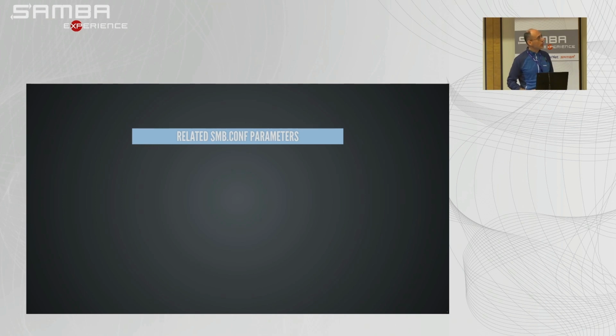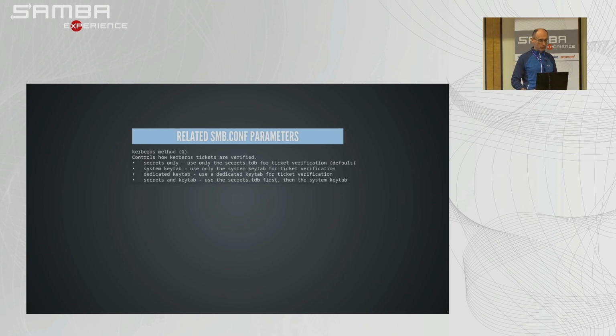I will now mention the existing smb.conf parameters which are related to this topic. The first of them is kerberos method, and it says how the Samba file server should be verifying the tickets. The default method is the first one, secrets only. It means that Samba is not using the keytab, but it looks to the secrets.tdb. Then we have a combination. Then we have system keytab. That's the other option. In this case, secrets.tdb is not used, just the system keytab.